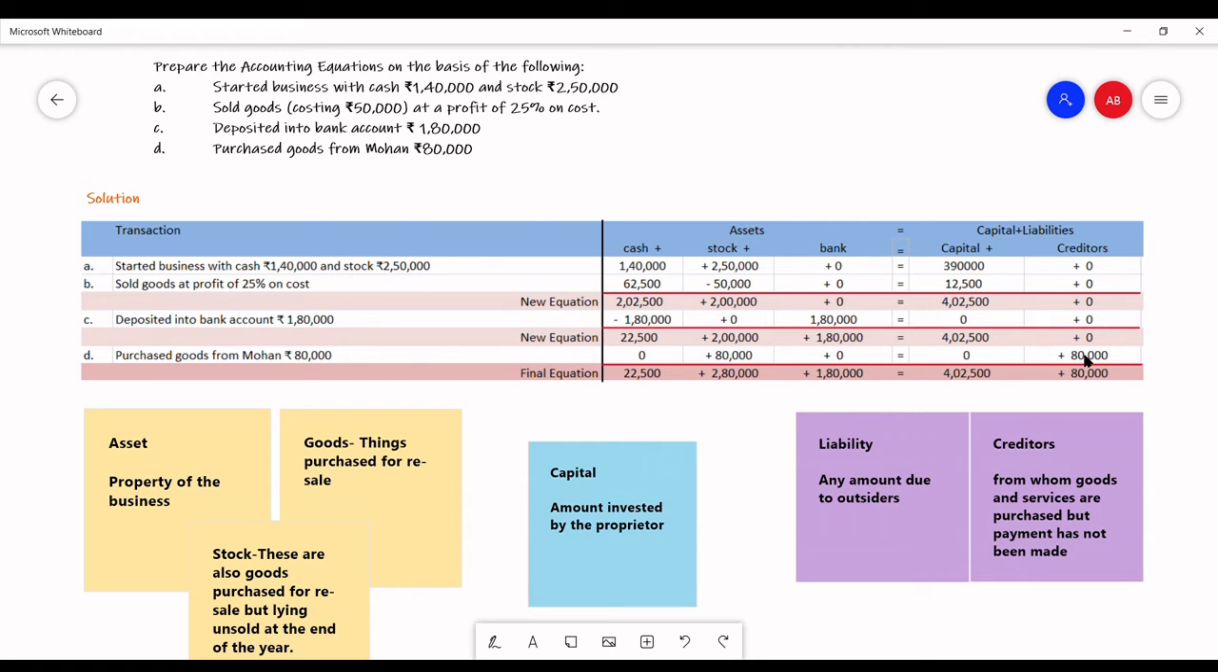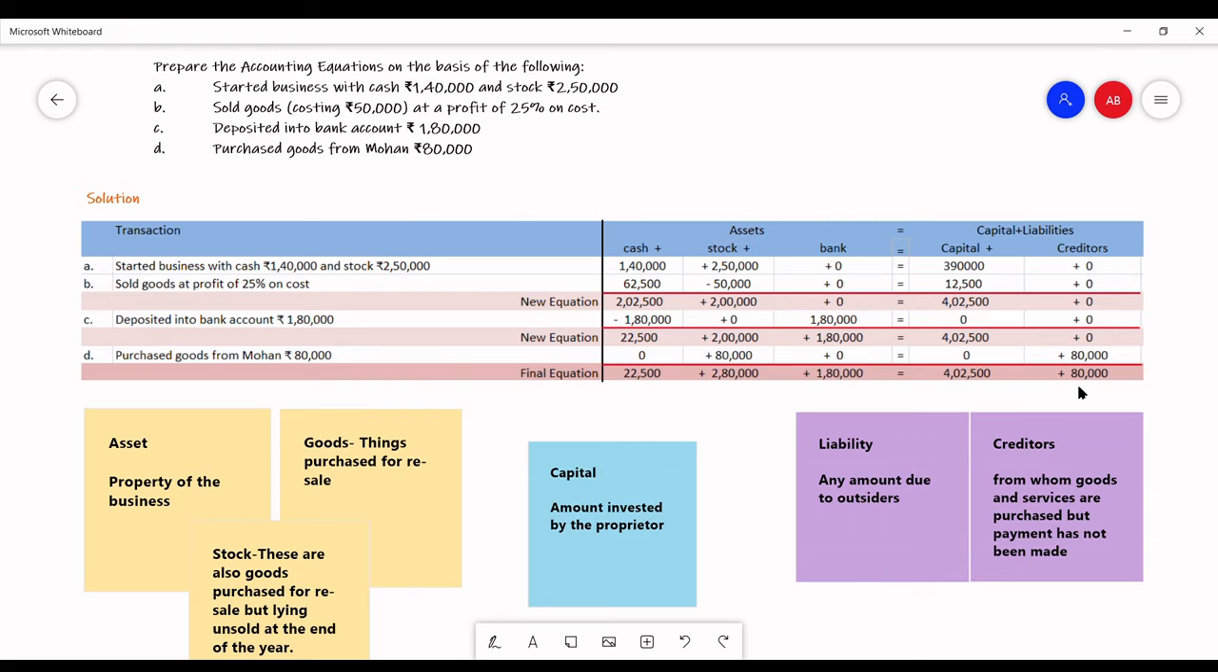Now since all my transactions are completed, I'll draw up my final equation. And now my final equation stands at cash balance 22,500, stock at 2,80,000 and a bank balance of 1,80,000. My capital balance stands at 4,02,500 and my creditor stands at a balance of 80,000.